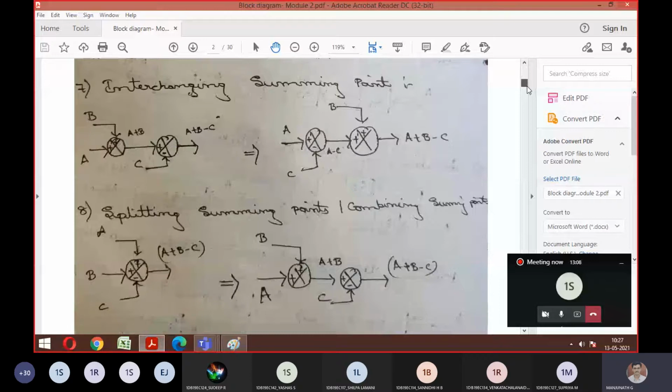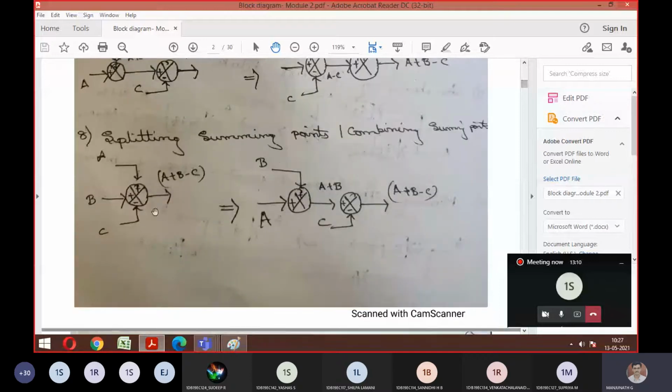Is it visible? Can you make this splitting of summing point? So look at here. These two are nothing but the same, right? Is it visible? Yes, sir. So this is the logic I'm telling.